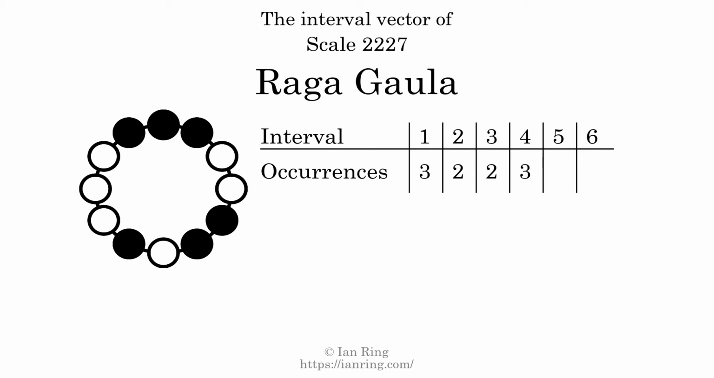There are 3 intervals with the size of 4 semitones. They are here, here, and here. There are 3 intervals with the size of 5 semitones. They are here, here, and here. There are 2 intervals with the size of 6 semitones. They are here, and here. Each interval does not appear in this scale a unique number of times, so this is not a deep scale.